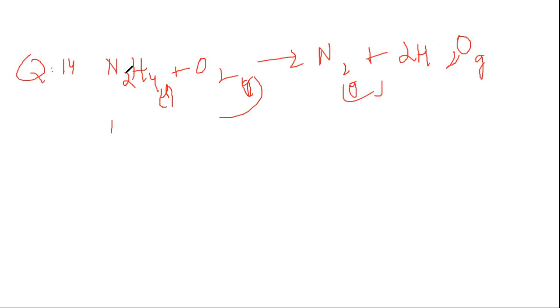1 gram of hydrazine is burned in a bomb calorimeter. There is a temperature increase, that is basically the delta T.